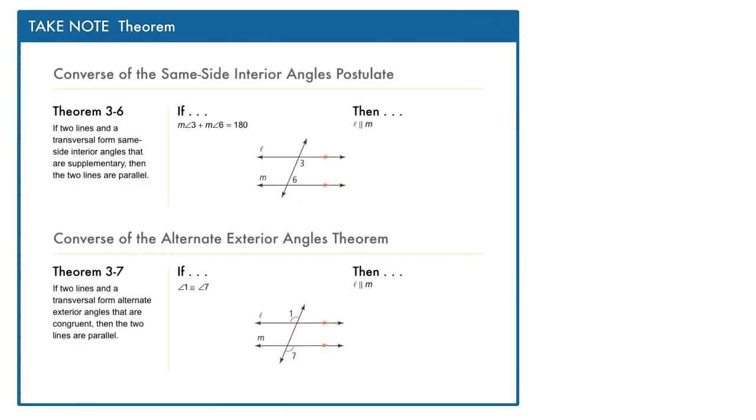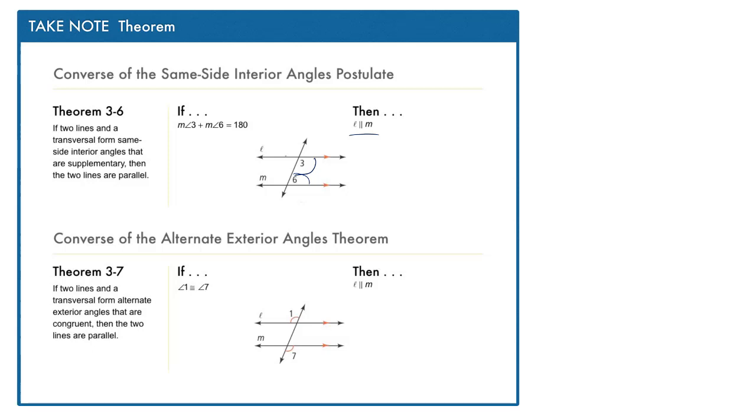Theorems 3.6 and 3.7 coming up. I think these are great to screenshot. They have the diagrams for you as well. Theorem 3.6 is the converse of the same side interior angles postulate. It states that if two lines and a transversal form same side interior angles that are supplementary, then the two lines are parallel. So in this case, here would be our same side interior angles, 3 and 6. If those two are supplementary, then lines L and M are parallel.